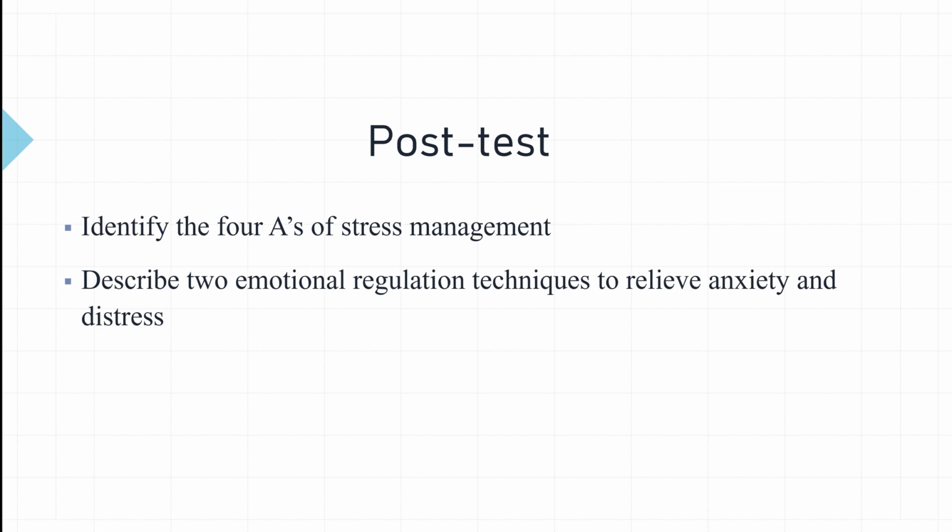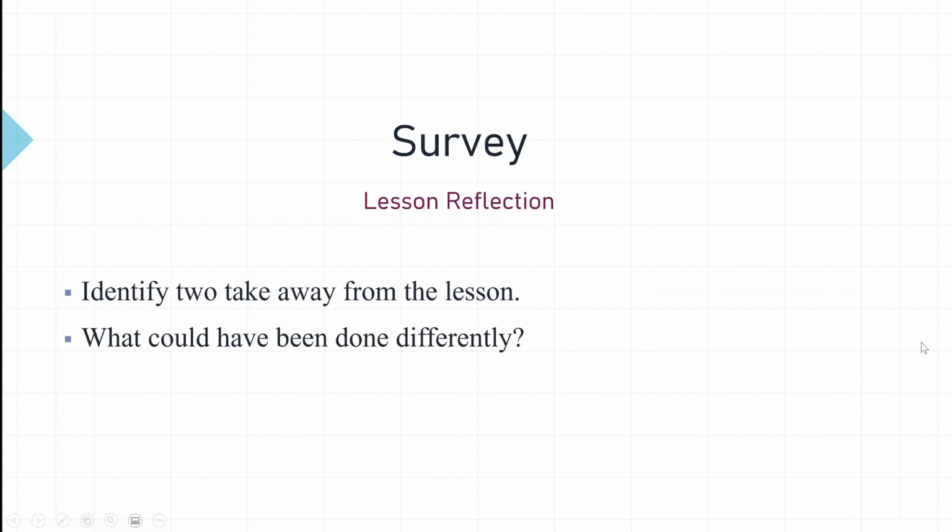All right, we're almost out of time. As we pack up, we will be completing our exit tickets, which will be in the form of a survey today. So you have 2 questions to complete on that ticket. You're asked to identify 2 takeaways from the lesson and what you would have done differently or what could have been done differently. Please do not leave without submitting your exit tickets.